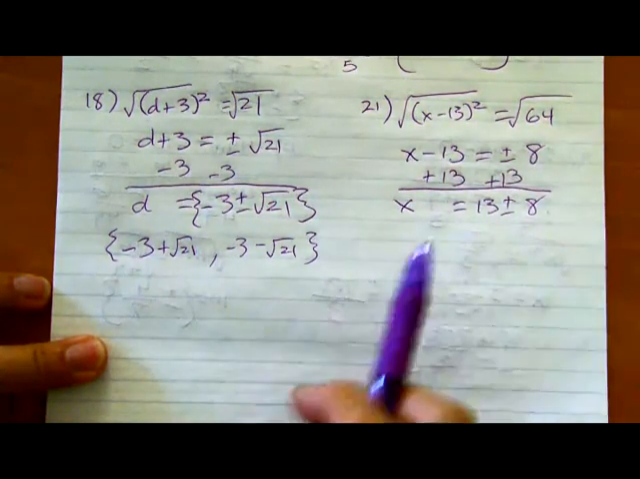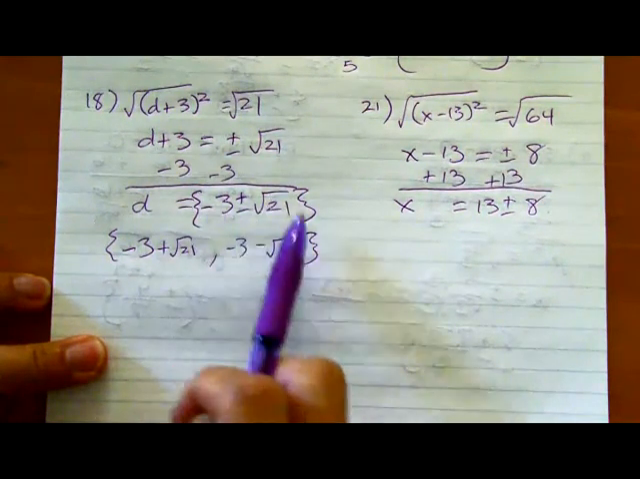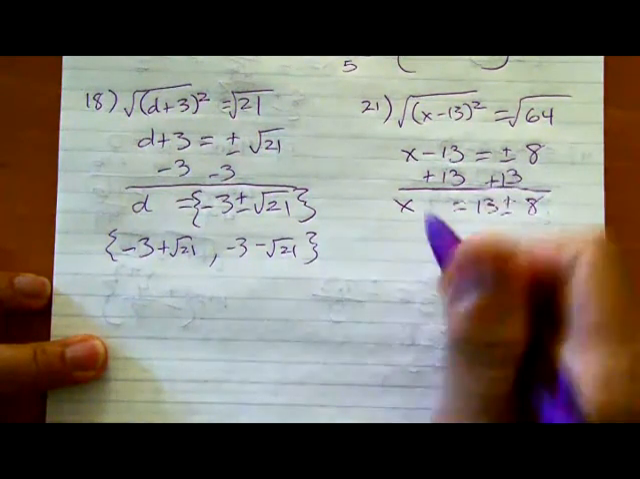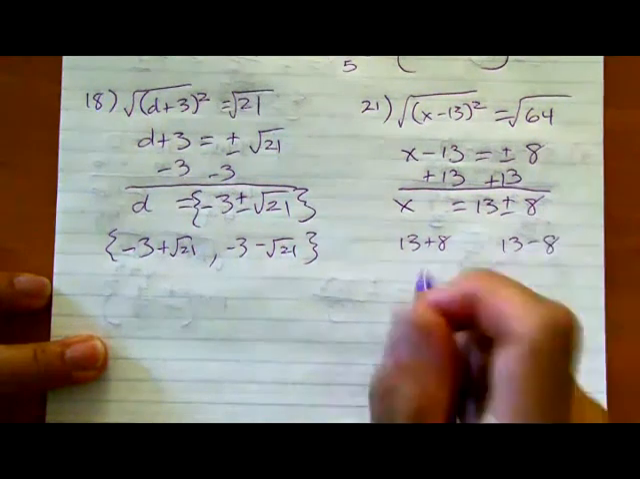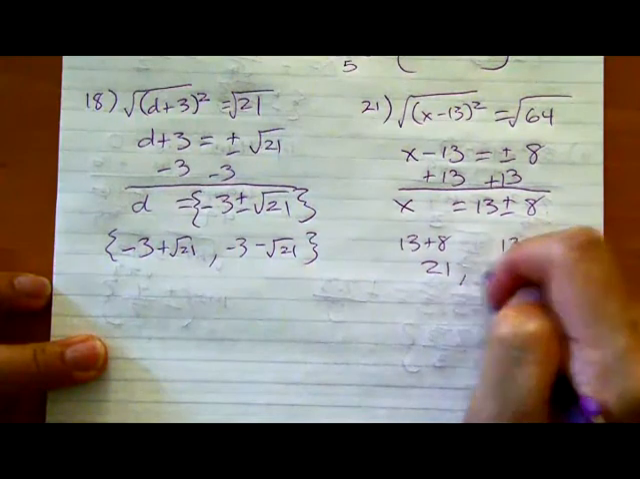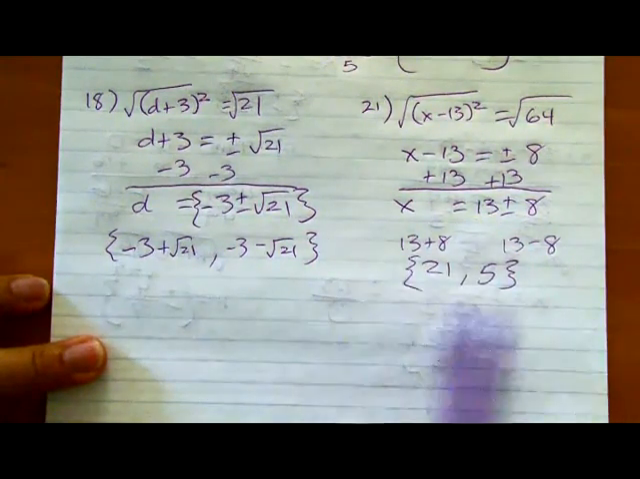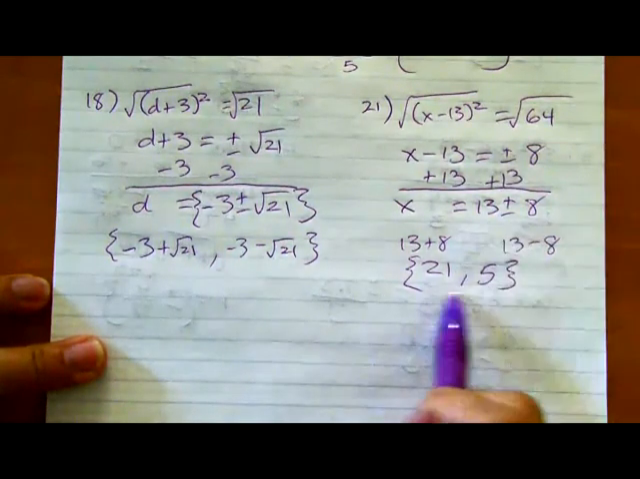Okay, so unlike this one, where we had to leave it because the square root of 21 is ugly, this one is nice. So we can do it. 13 plus 8 and 13 minus 8. This would be 21. This would be 5. Those are your two solutions. We'll go as simple as we possibly can. I mean, this is correct, but it's not in simplest form. This is what we're looking for.